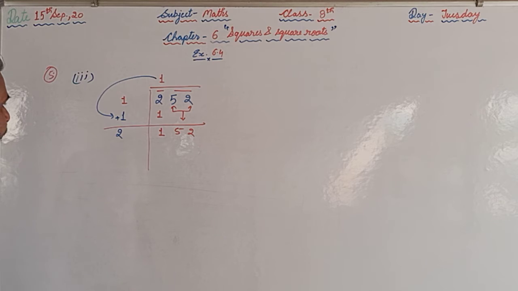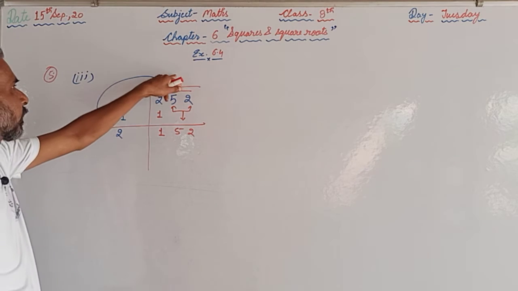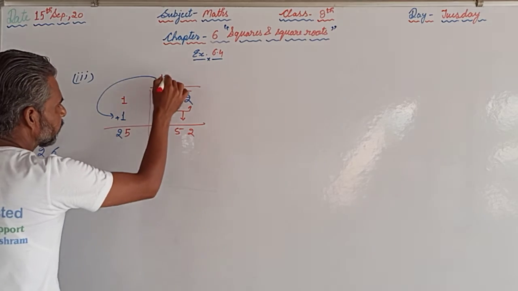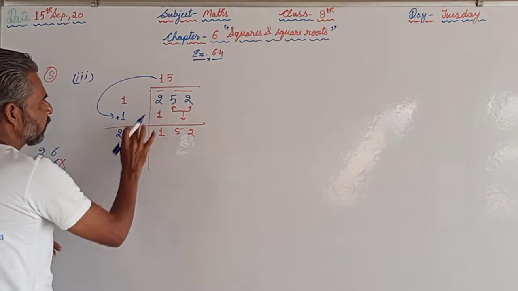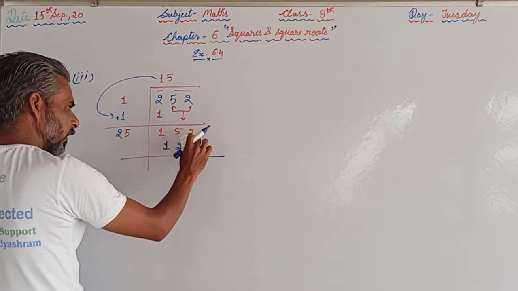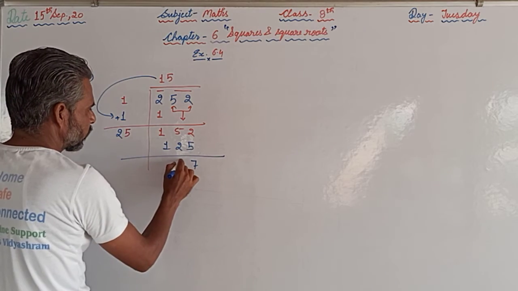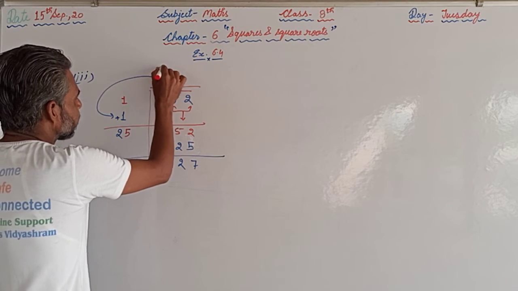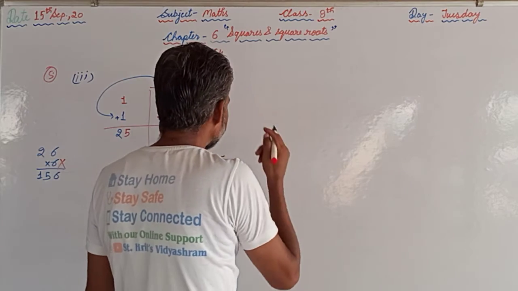Here if we take 5, 25, 5 times 25 is 125, and 26, 6 times 26 is 156, that will become more than 152. So we will take only 5, 5 times 25 is 125, and we will get here 12 minus 5, that is 7, and 4 minus 2, 2. Now we cannot proceed further, so we will take this number only, and we can find out the number to be added.